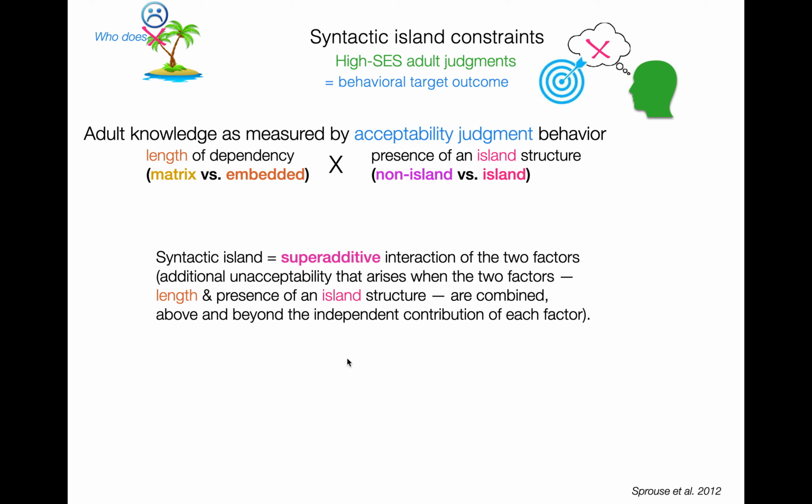That is, these are acceptability judgments, so we're going to look for additional unacceptability. You add the unacceptability that's supposed to be there, I guess, right? And then there's additional unacceptability that arises when the two factors, that is length of the dependency and presence or absence of an island structure, are combined above and beyond the independent contribution of each factor.